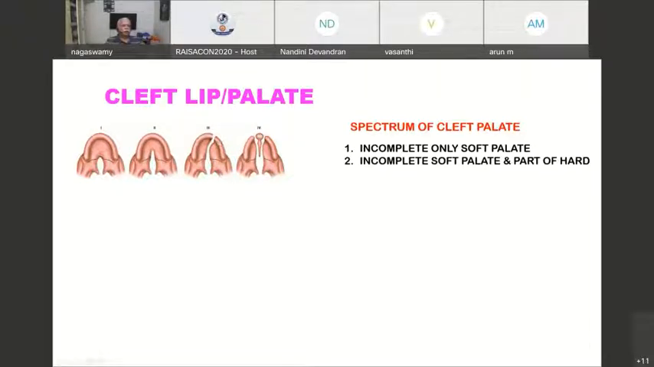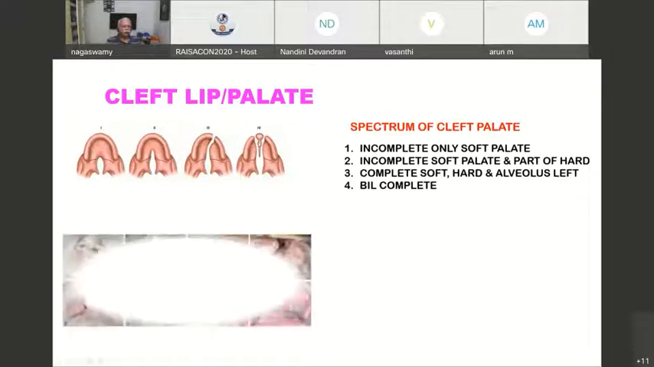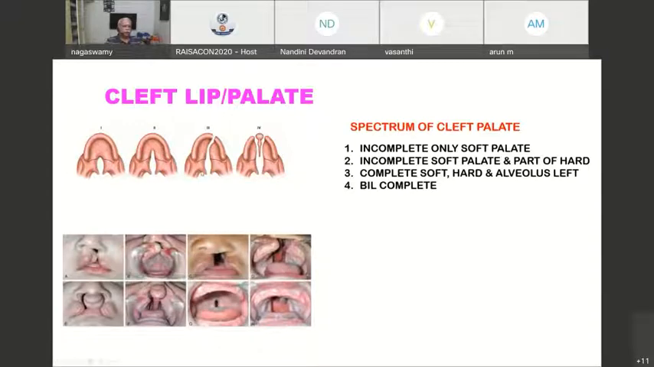This is a real full cleft, which also involves the lip and goes up to the alveolar bone. And the last one is a bilateral one. So you find there is a gap here, there's a gap here, and the central portion alone is the premaxilla. Okay, so this is the type that you will see in very rare cases. So this is a pictorial description.